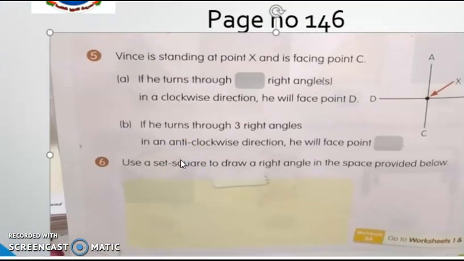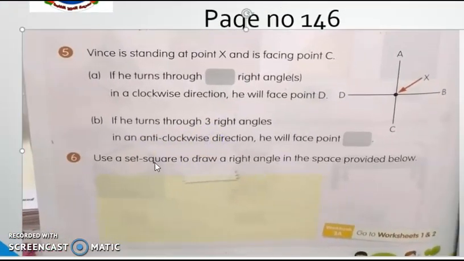Now grade 3, look at page number 146. Here there is a question for you. Vince is standing at point X. You have to put one finger here and your eyes on reading this. So Vince is standing at position X. It is facing C. Whenever something is facing, it means it is directly next to that position. So if it is facing C, it means Vince is at position A, line A. It means here, so it means line A. So Vince is at line A because he is facing C. If you stand here, you will face C.